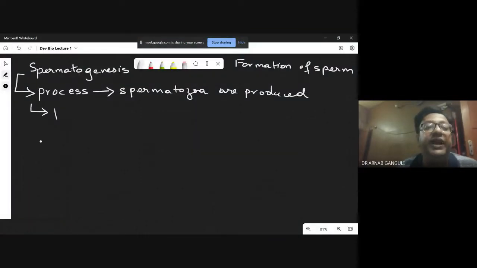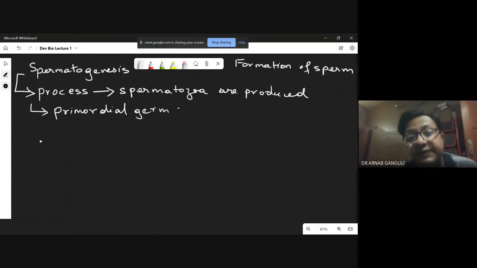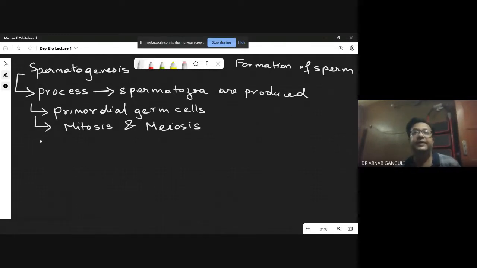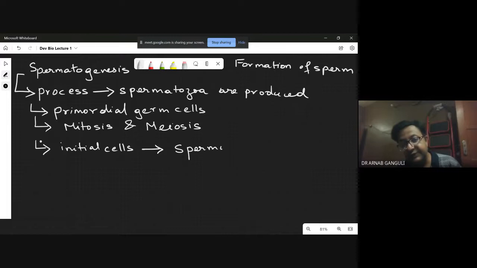So, from where are they produced? They are produced from primordial germ cells. And the process is mitosis and meiosis. The initial cells from which all these sperms are formed are called spermatogonia.